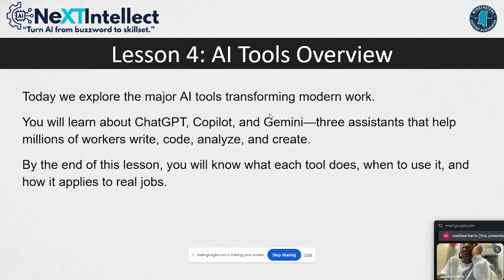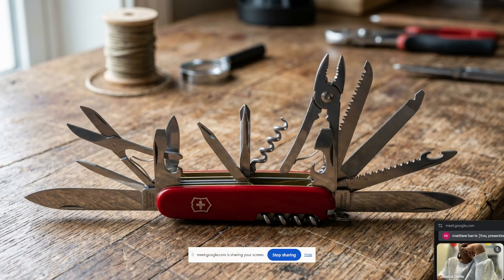Okay, so we're going to look at how major AI tools transform modern work, and learn about ChatGPT, Copilot, and Gemini. Those are three assistants that help millions of workers do things like writing code, analyzing things, and creating things. By the end of this lesson, you will know what each tool does, when to use it, and how it applies to real jobs.